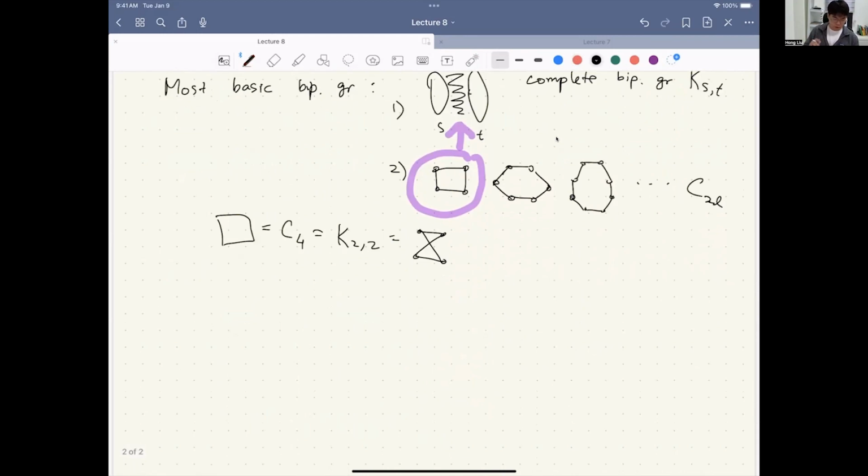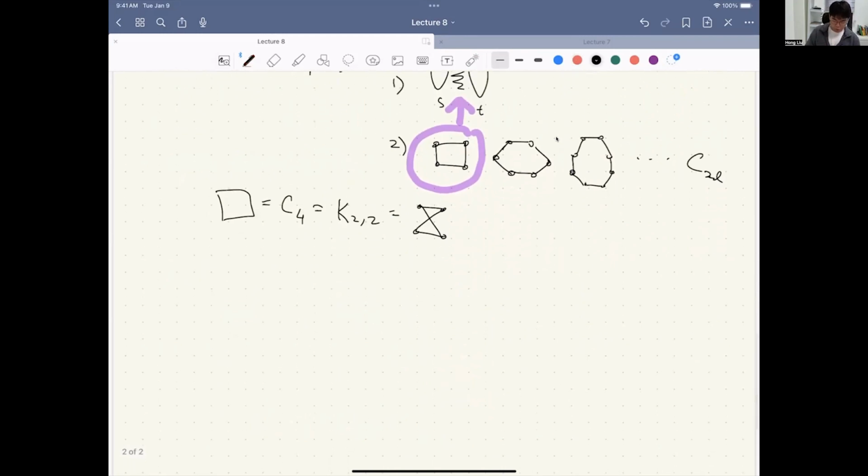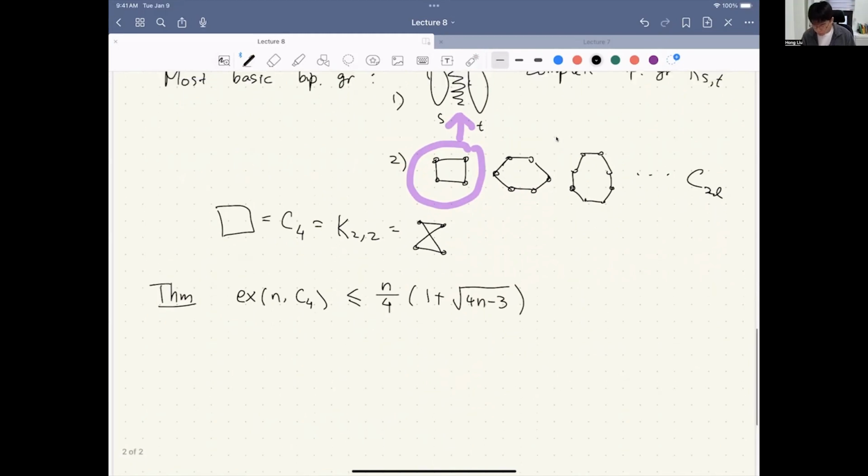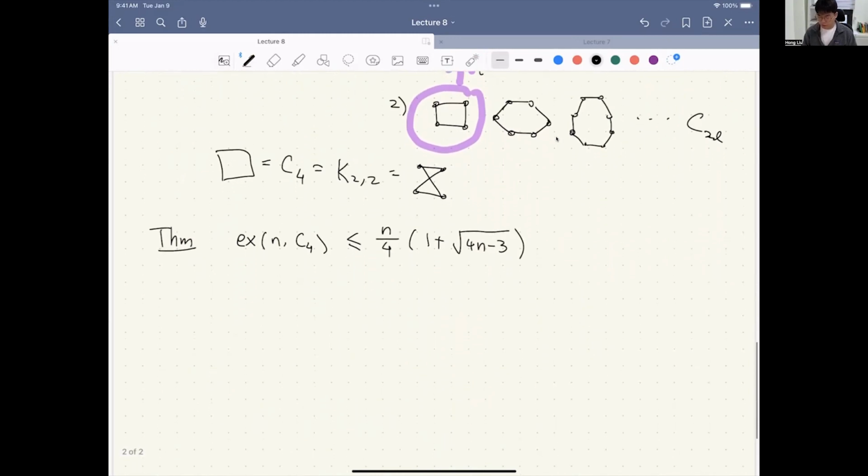So this C4 problem is perhaps one of the earliest bipartite Turán results, by Erdős. We have this theorem that we want to prove, saying that the extremal number of n and C4 is at most this number. Let me write it down. n over 4 times 1 plus square root of 4n minus 3. So it's a rather specific function.